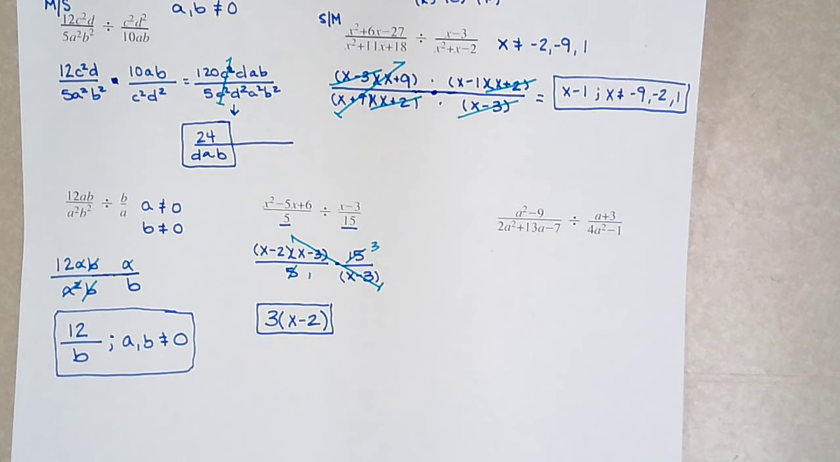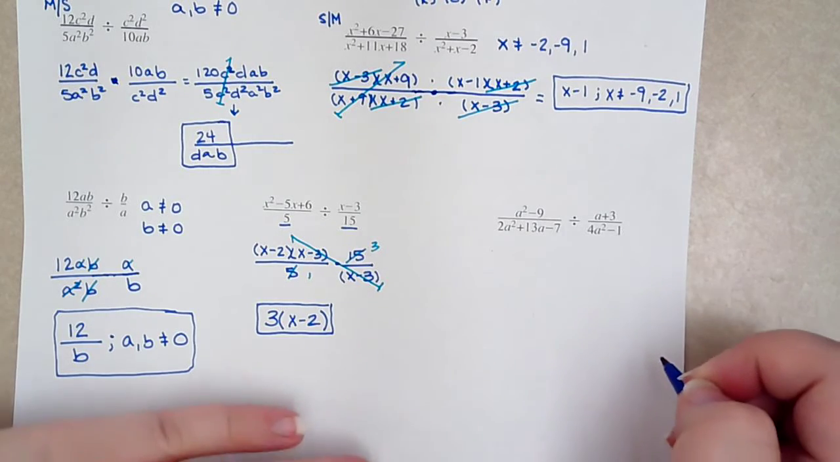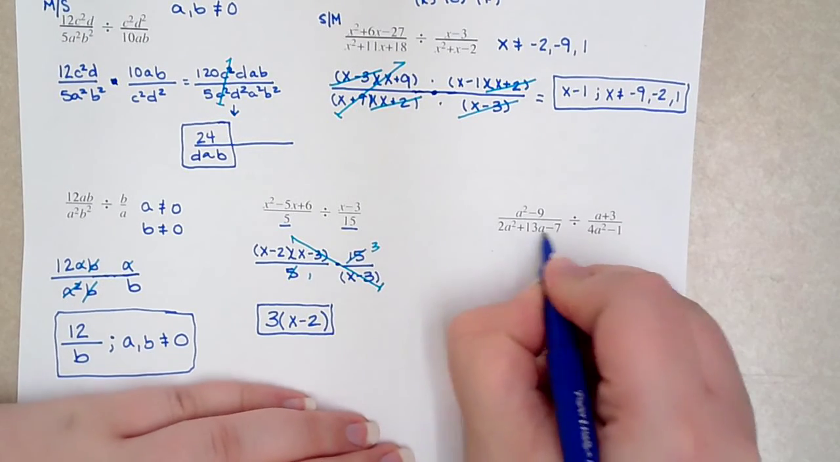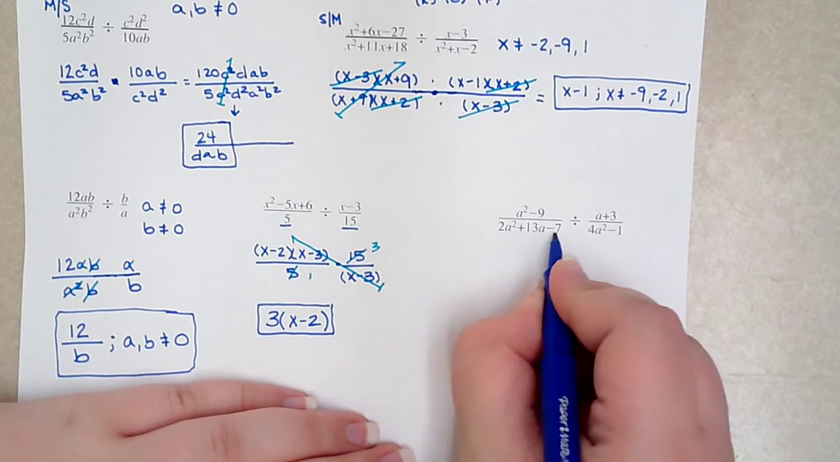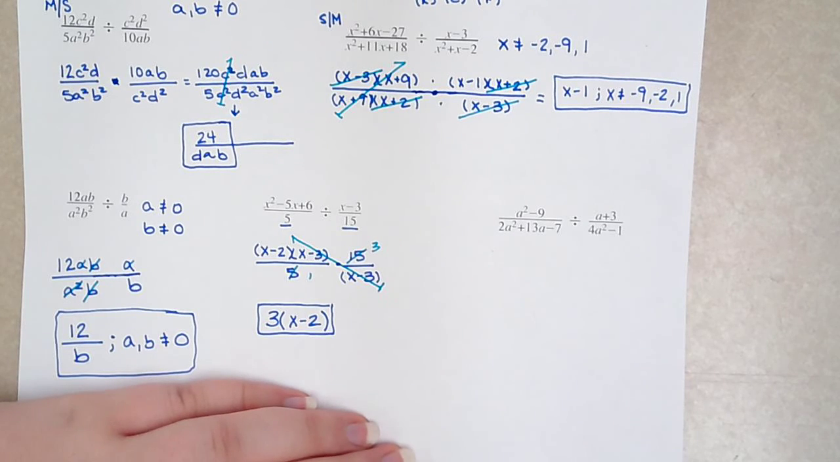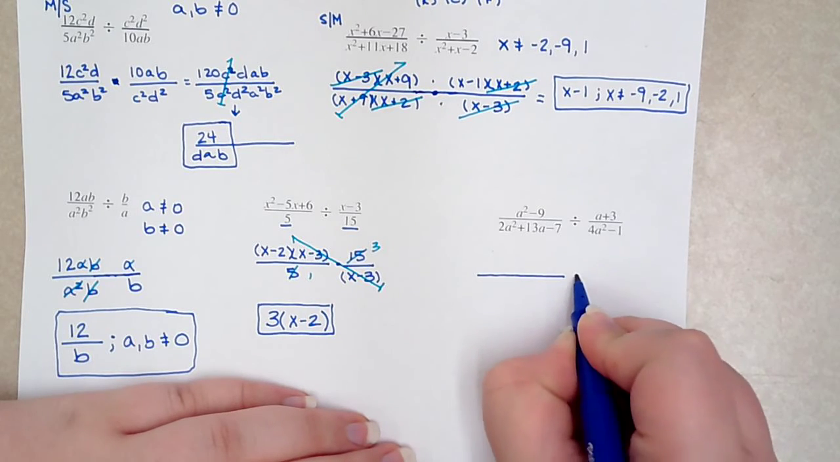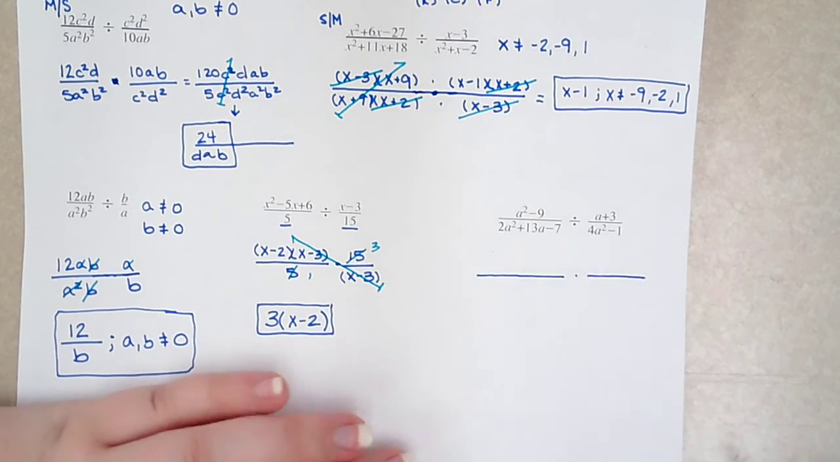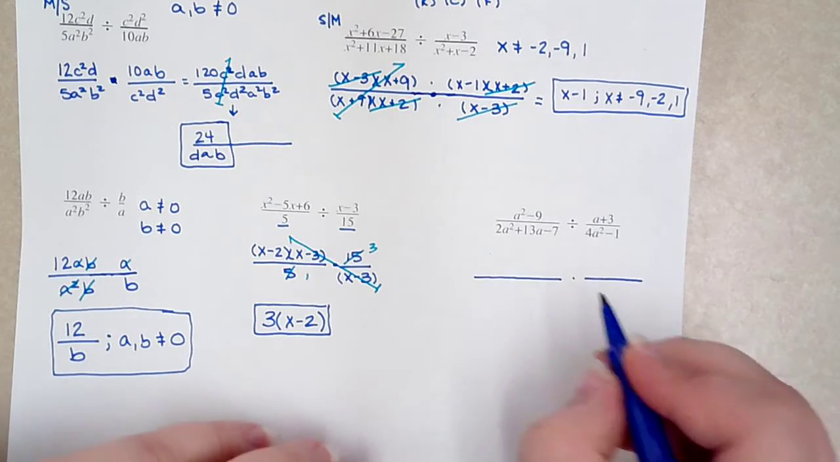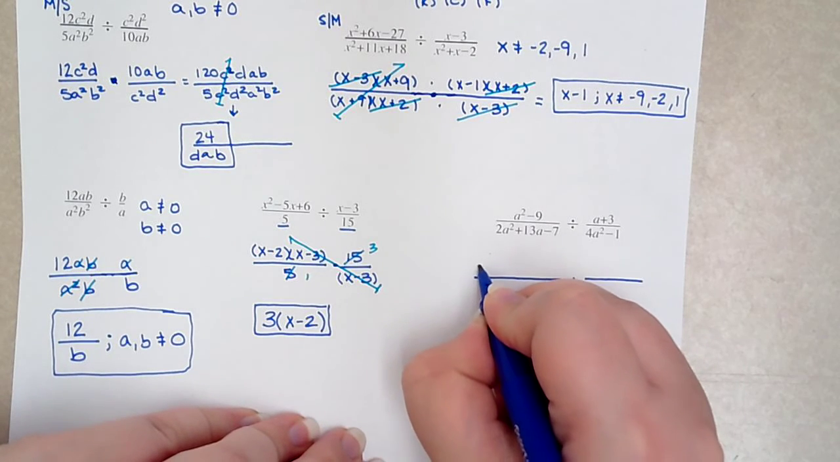All right, you ready for the tough one? There's a lot going on with this, but I bet we can do it. All right, let's go ahead and find those excluded values. So I'm going to have to factor that bottom one as well as this one. So let's go ahead and put our fraction bars up. We know it's going to be a multiply and flip. So keep the first. Let's factor this.